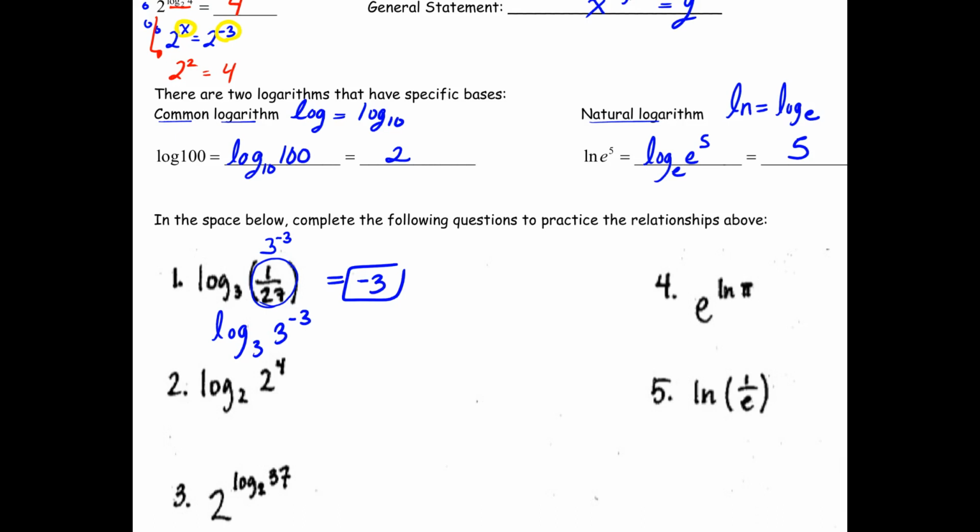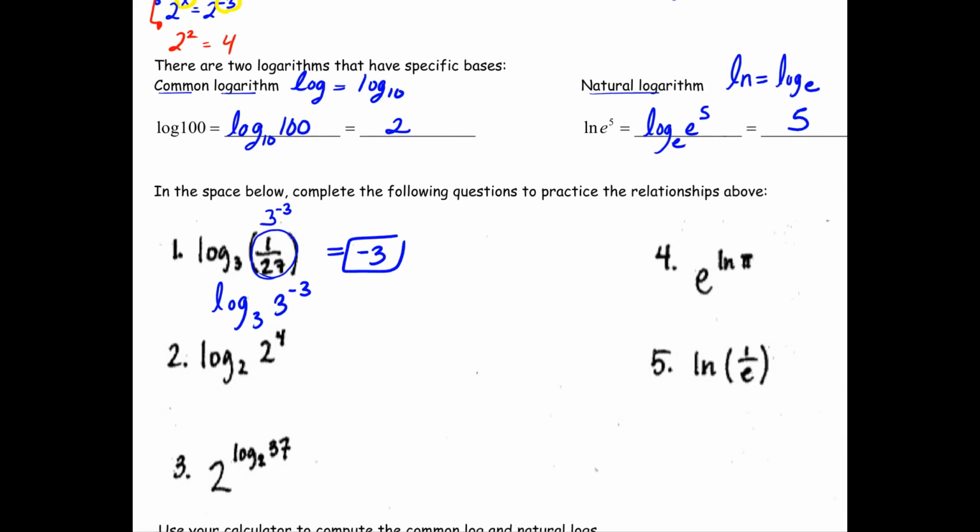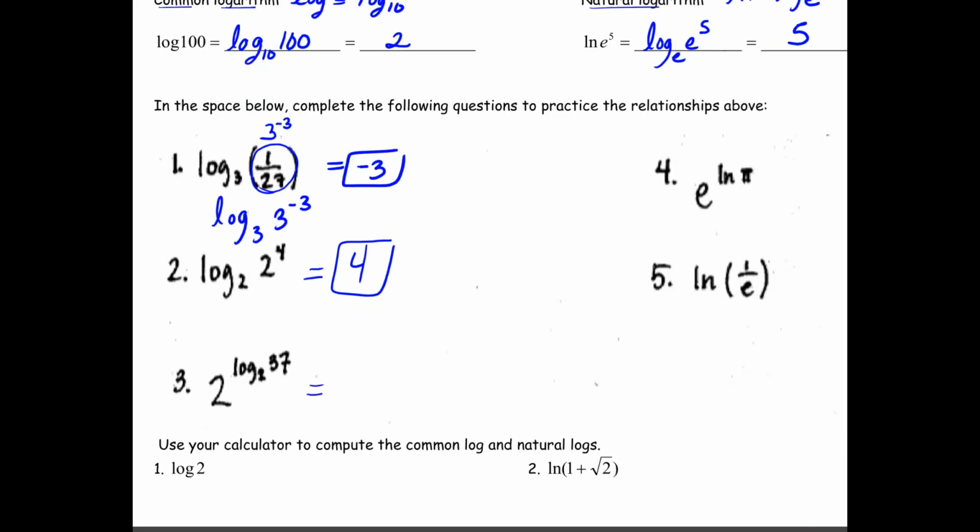5, and I'll give you guys Jolly Ranchers. Charlie, what'd you get for number 2? 4. 4, beautiful. Lydia, what's the answer for number 3? 37, awesome. Alex, what's the answer for number 4?